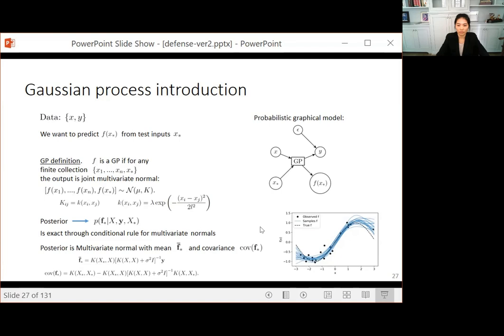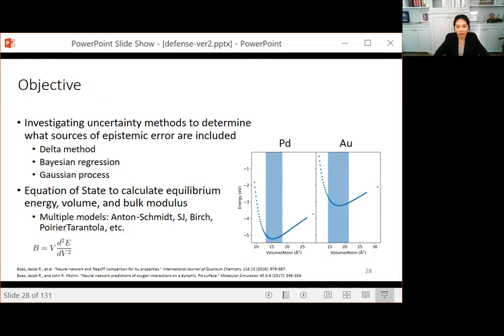So the objective in this part is to show that there are multiple sources of uncertainty, and we are going to be particularly interested in the epistemic uncertainty regarding the model selection and the model parameters. We also show that there are multiple ways to think about uncertainty, and multiple methods that we can use to calculate it. So we are going to try to determine what sources of epistemic uncertainty are included in these different methods. The methods that we're looking at are the delta method, Bayesian regression, and Gaussian process.